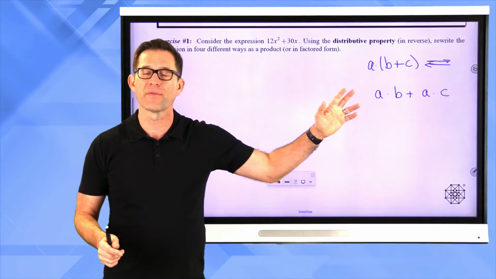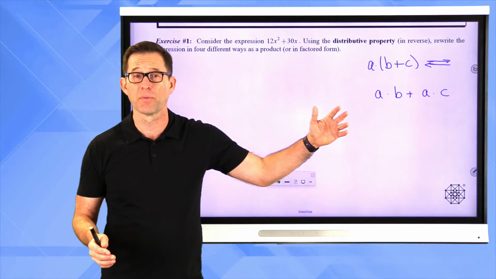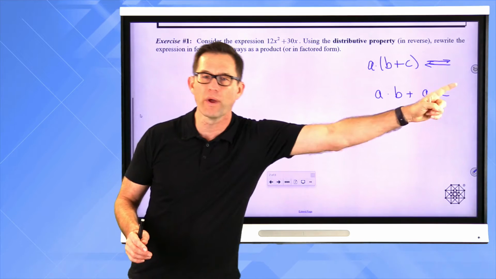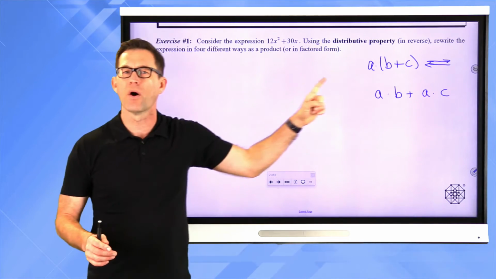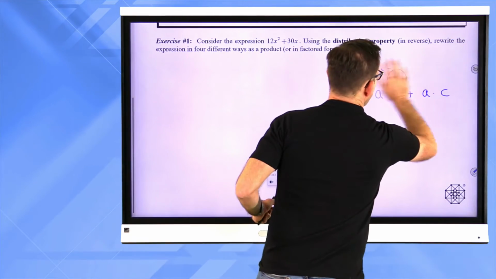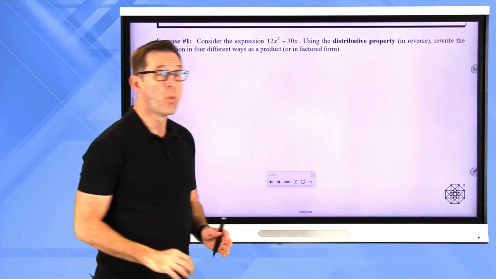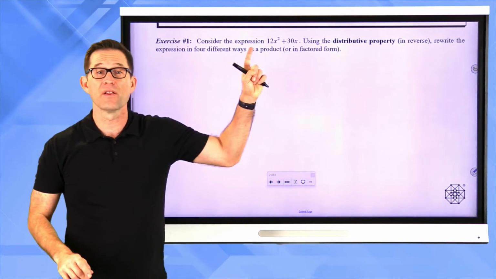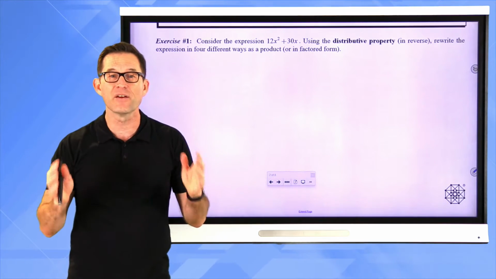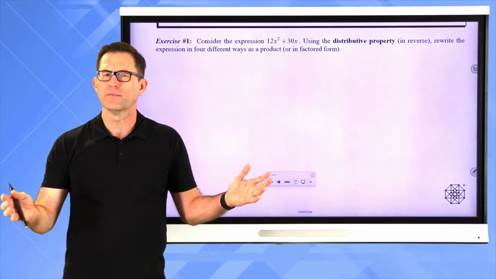So keep this in mind, right? Typically, we think about the distributive property and even multiplication as sort of something we're doing to something else. Oh, we're going in this direction. But we can also go in this direction to get something that's equivalent. Anyway, let me get rid of this. So, all right, we want to rewrite this particular expression, 12x squared plus 30x, in 4 different ways. So, let's take a look.